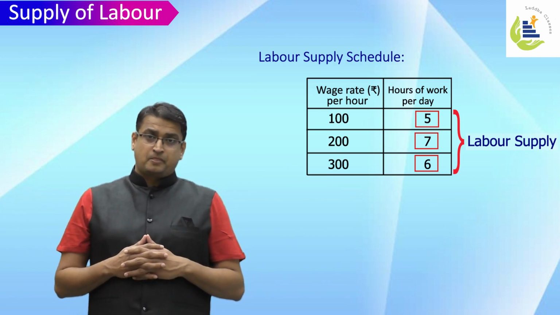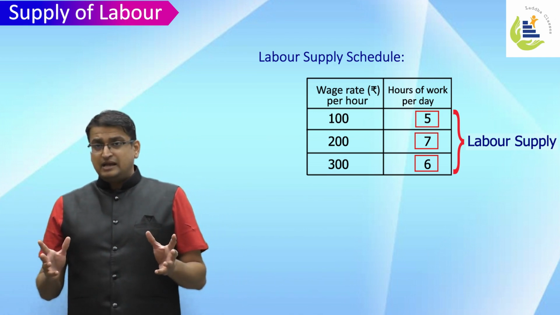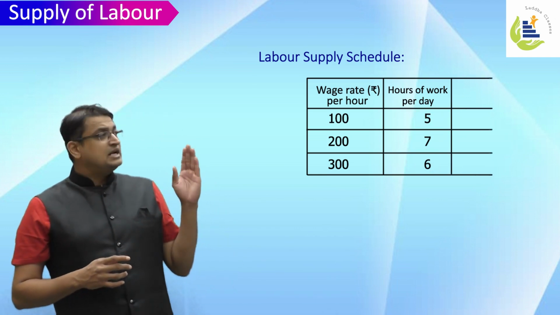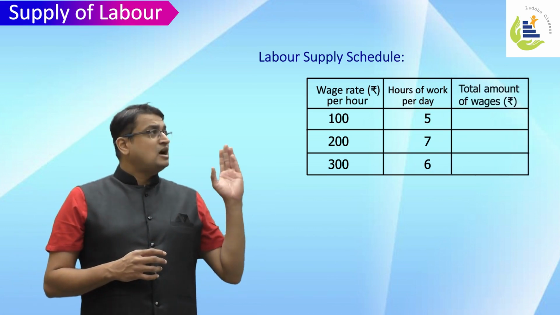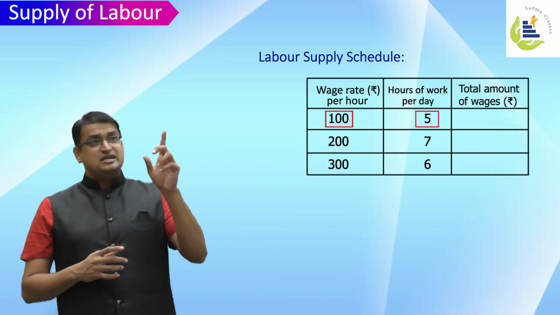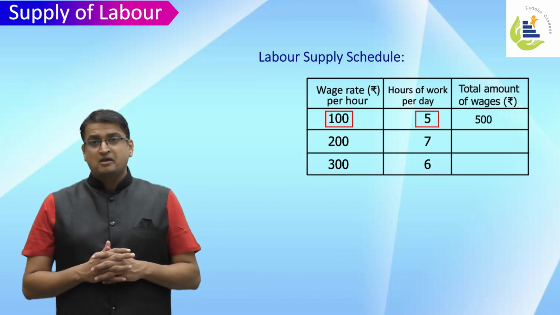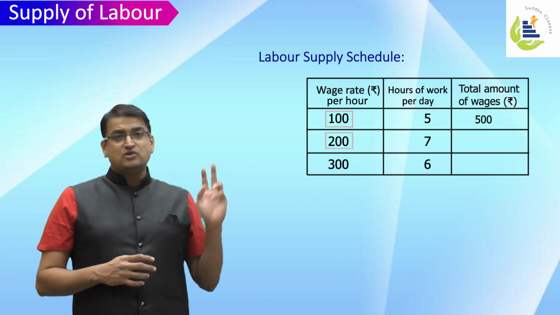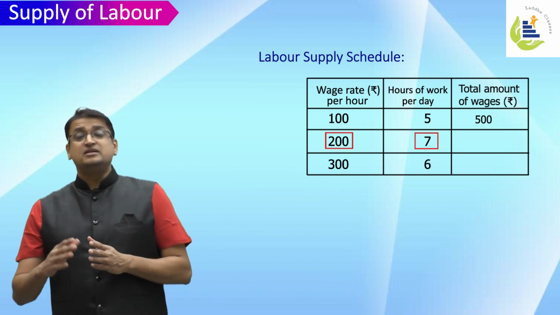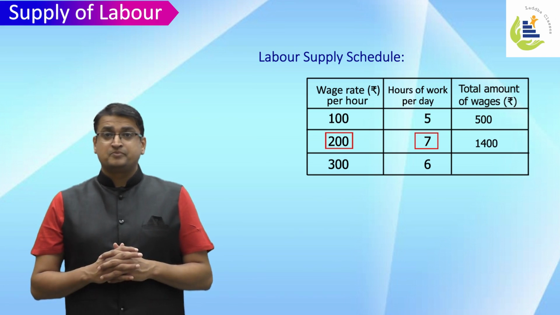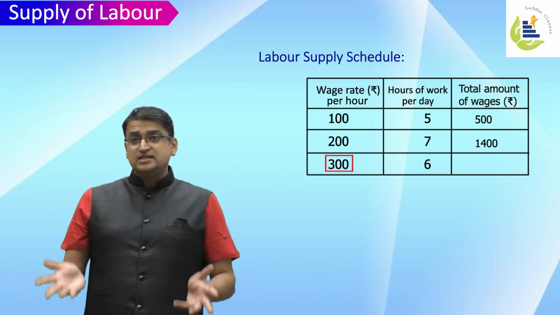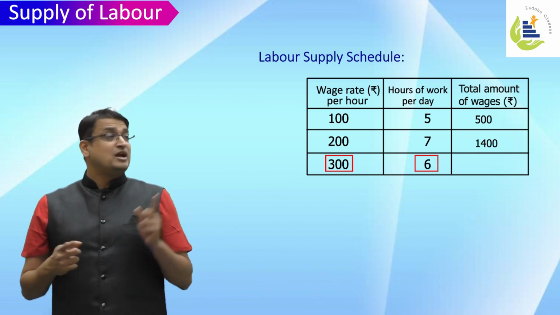In a nutshell, labor supply is the number of hours a laborer is ready to work at a specific wage rate. Now, if you understand this chart, what do you know? When the wage rate is 100 rupees per hour, he is ready to work for 5 hours, which means he gets 500 rupees. When the wage rate is 200 rupees per hour, he is ready to work for 7 hours. In turn, he is getting what? 1400 rupees. When the wage rate goes to 300 rupees an hour, he is now working only 6 hours but still earning more, 1800.